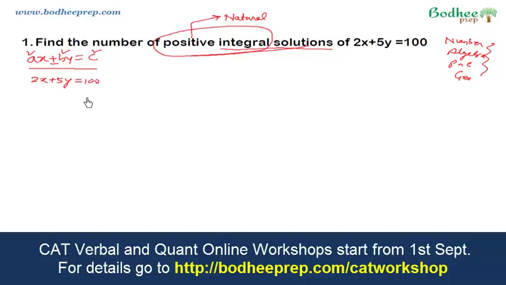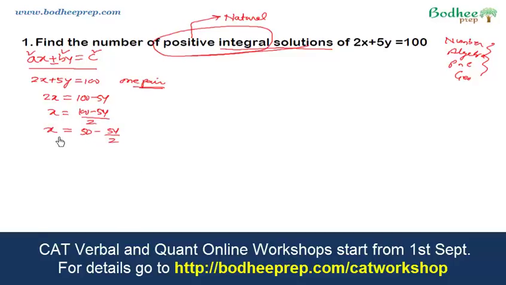So we need to find one pair or one value of x and y. By hit and trial also we can find, and at times if the coefficients are not that easy, then we can proceed in such a manner: we can write 2x as 100 minus 5y, and the value of x can be written as (100 minus 5y) by 2, which can further be written as 50 minus 5y by 2, right?